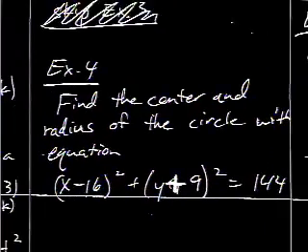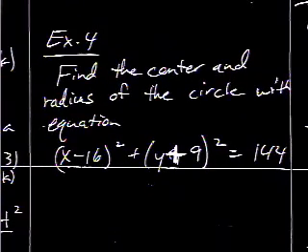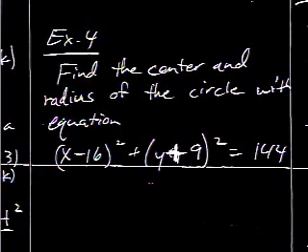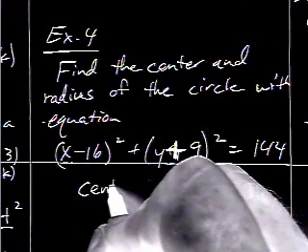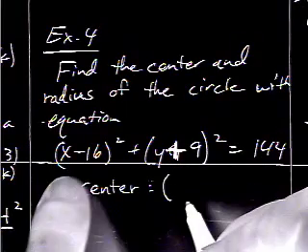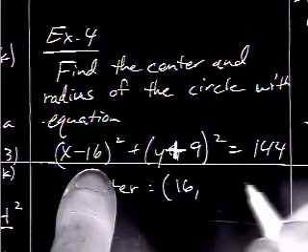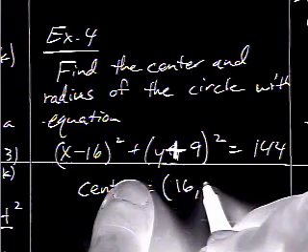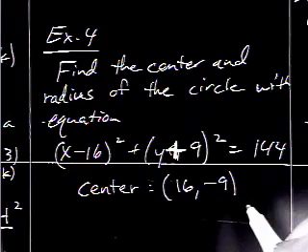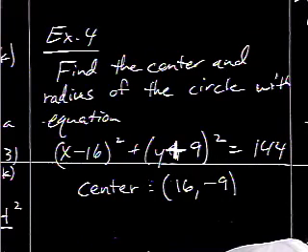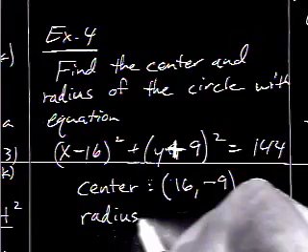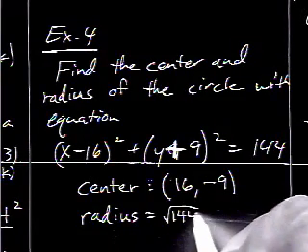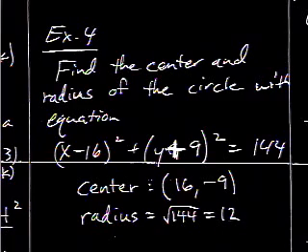Example 4. Find the center and radius of the circle with this equation. Alright, well, the center, looks backwards, right? So it's positive 16 for h, but negative 9 for k. And let's see, what's the radius? The radius equals the square root of 144, or 12. So there's your center and your radius.